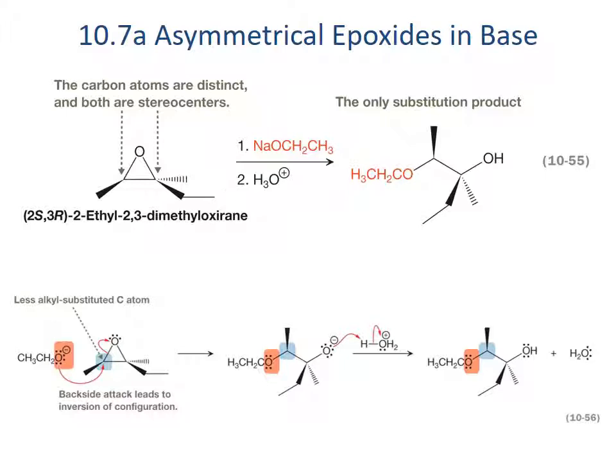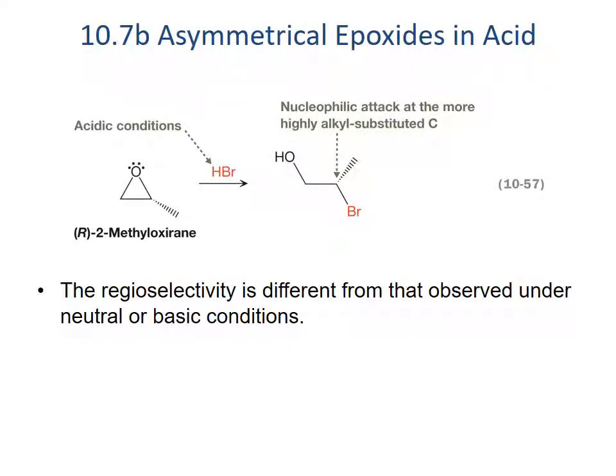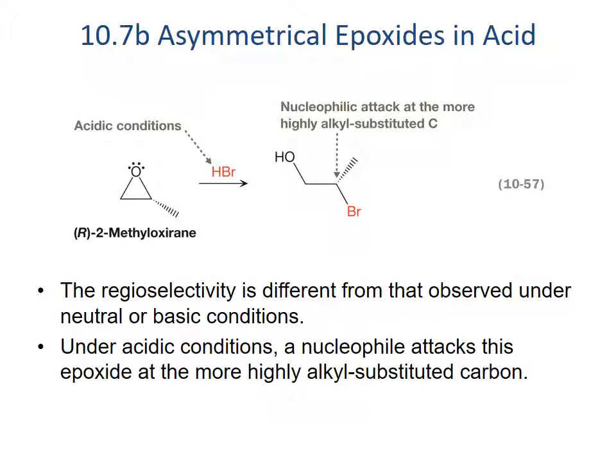So we know that we will get one specific product if we react in base, but what if we want the other one? Here's an example of the exact opposite selectivity which occurs in acid. When we react with HBr, we end up with the alcohol on the less substituted carbon, the opposite of the regioselectivity that's in base, and the nucleophile on the other side.